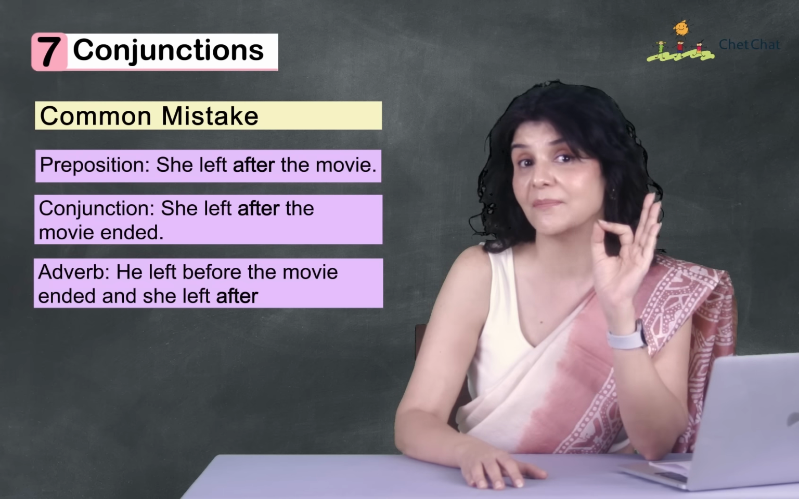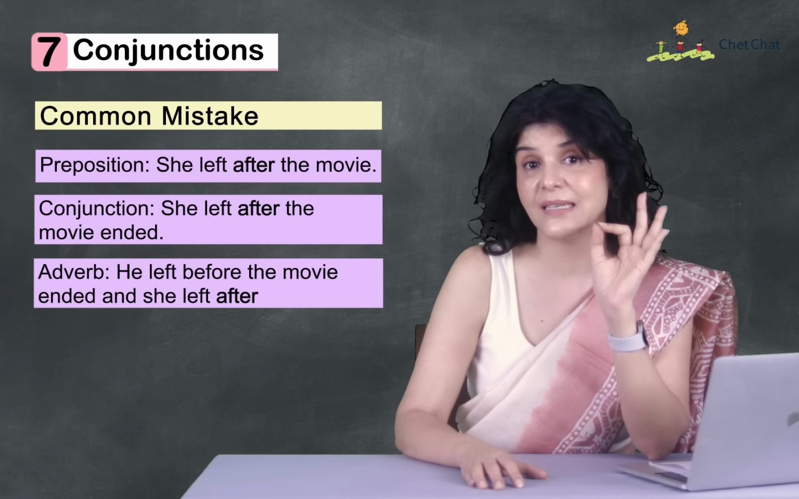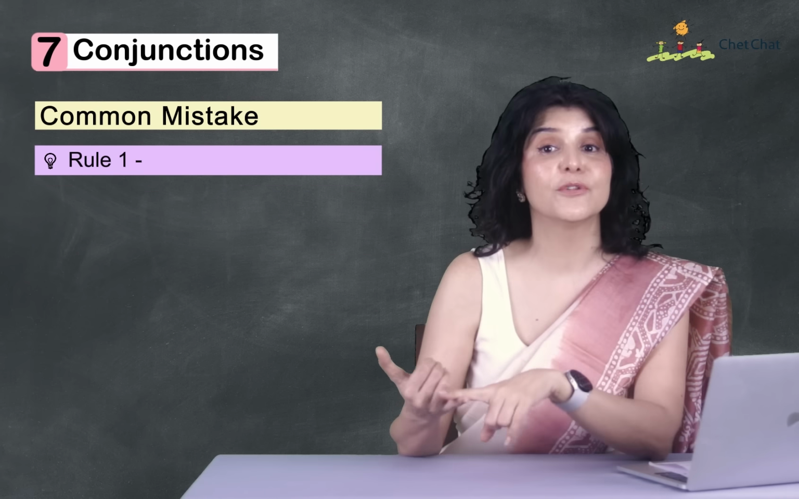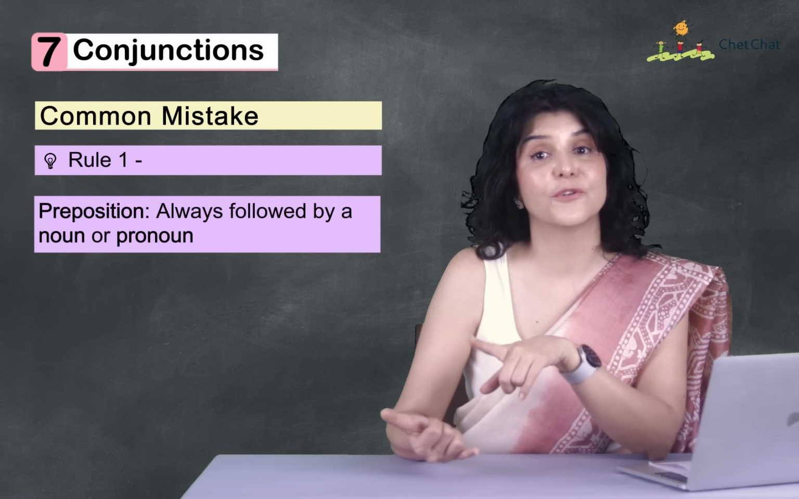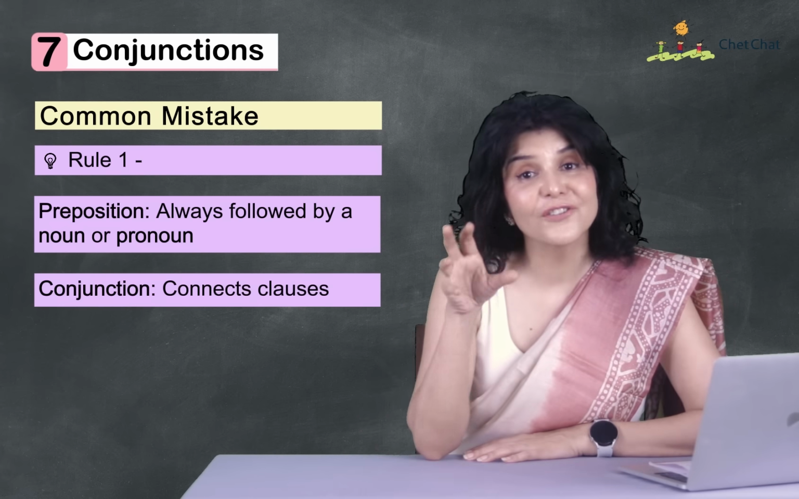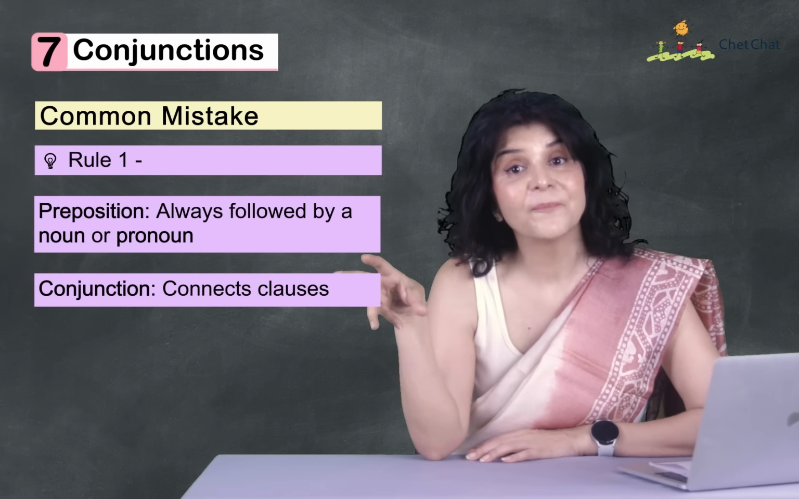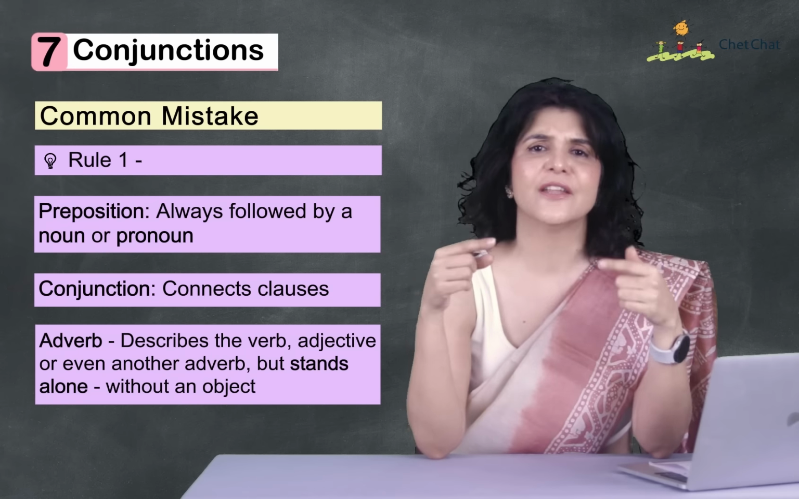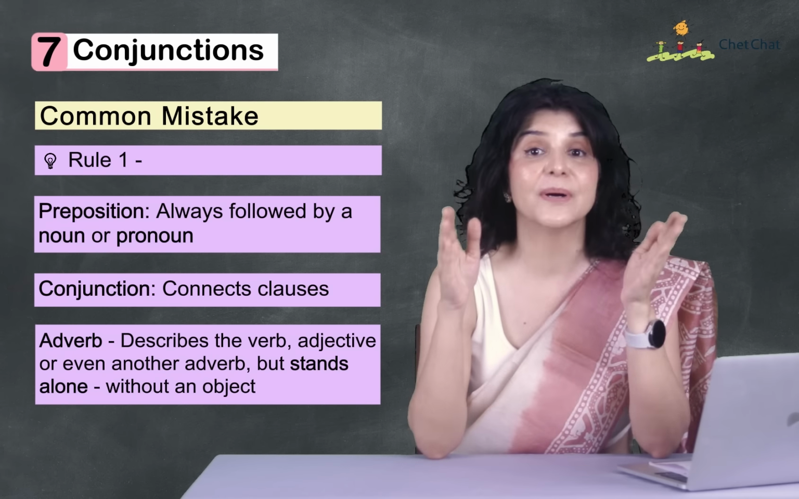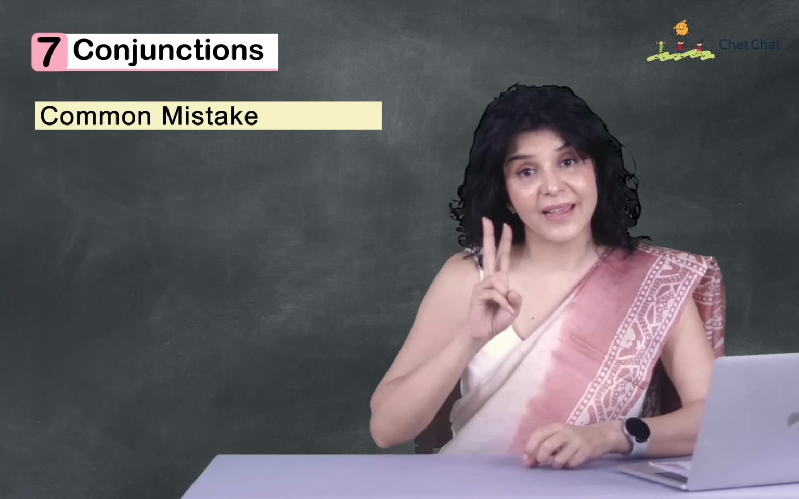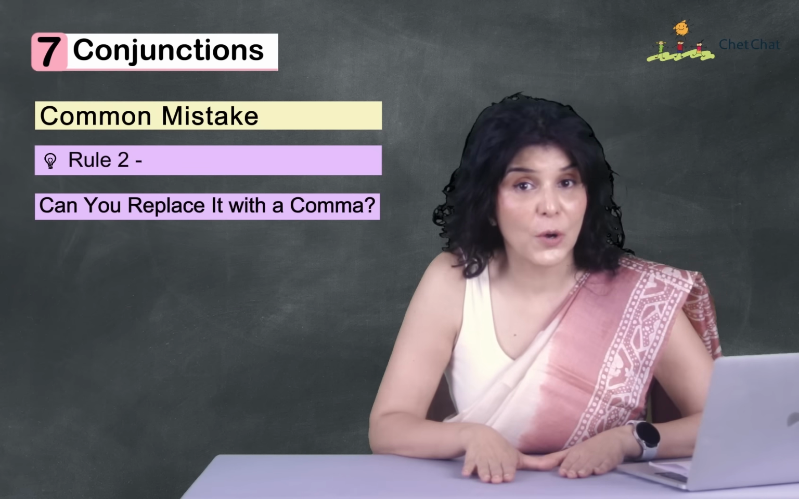This is very important. Let's look at this in detail. There are a few rules for this. Rule number 1, a preposition is always followed by a noun or a pronoun, which is the object of the preposition. A conjunction connects clauses and an adverb describes the verb or the adjective or even another adverb, but it stands alone without an object. Second rule, can we replace it with a comma?